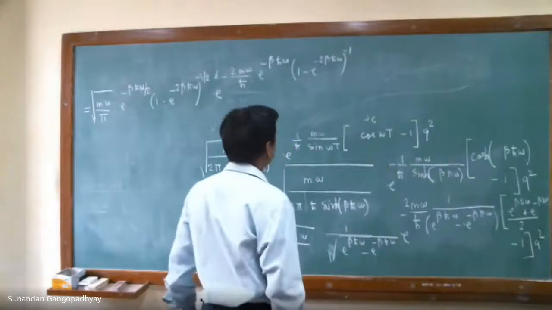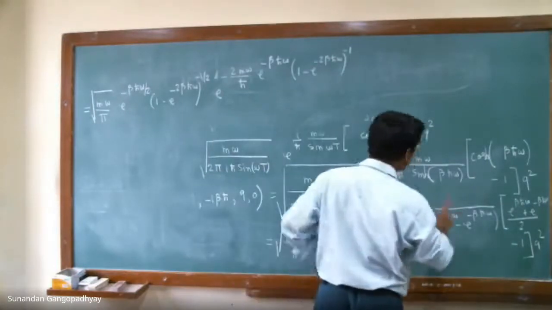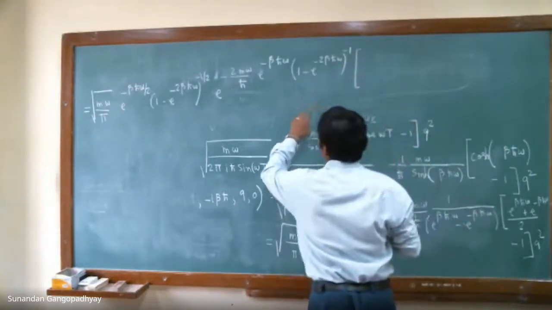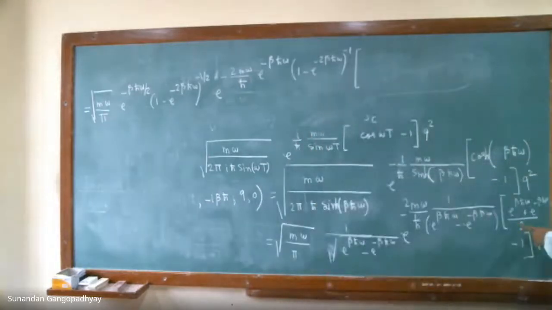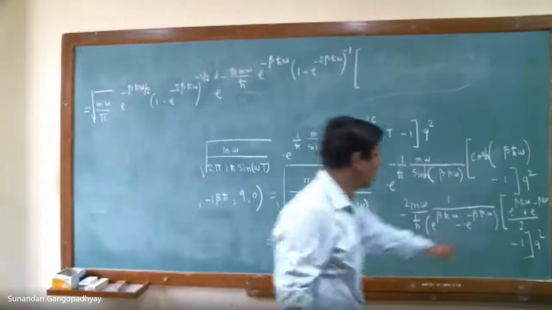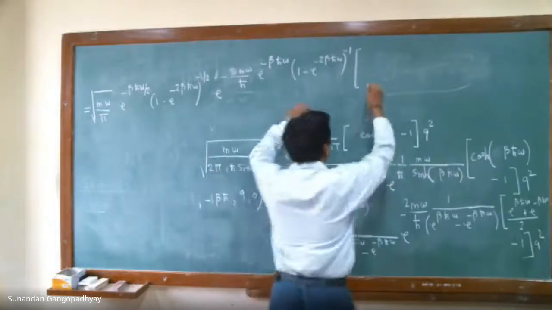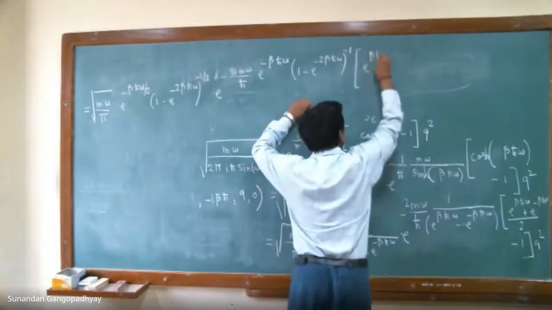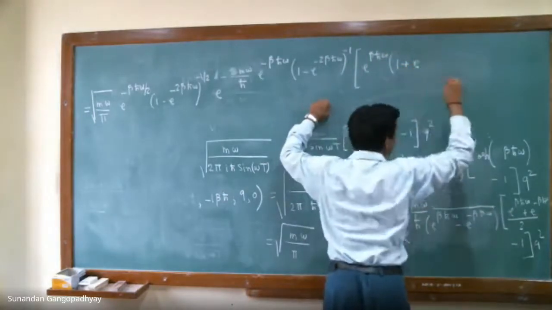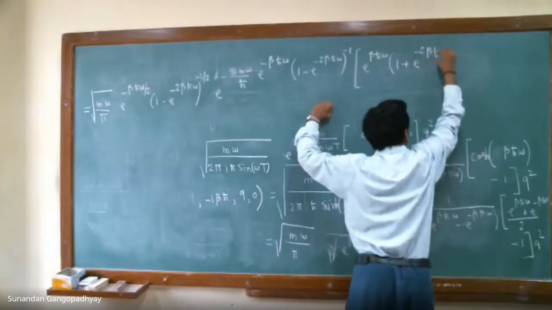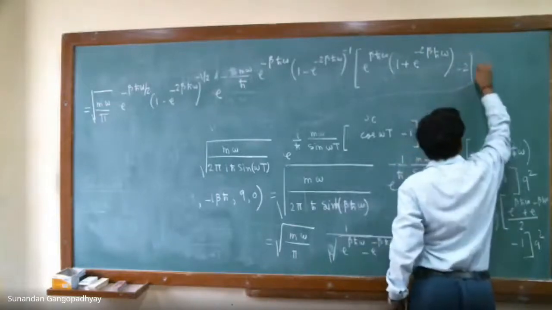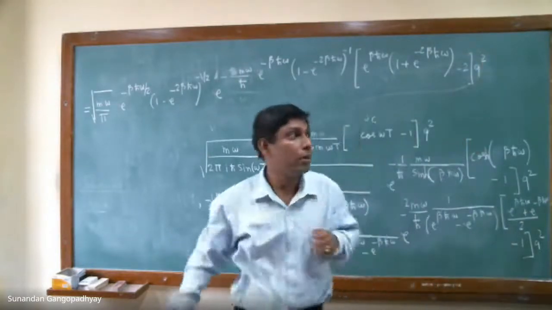And then you will have this thing here. So here what we can do is take this 2 common. So this 2 will cancel this 2. The 2 from here will cancel this 2. And what we can now do is take e to the power of beta h bar omega common. So this will be 1 plus e to the power of minus 2 beta h bar omega. You can write it in this way, and minus 2 q square, because I have taken the 2 common. Yes.